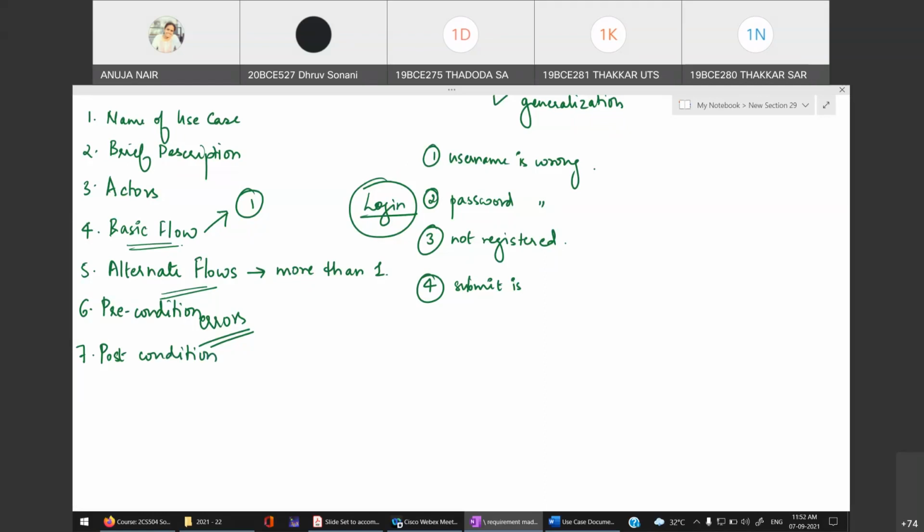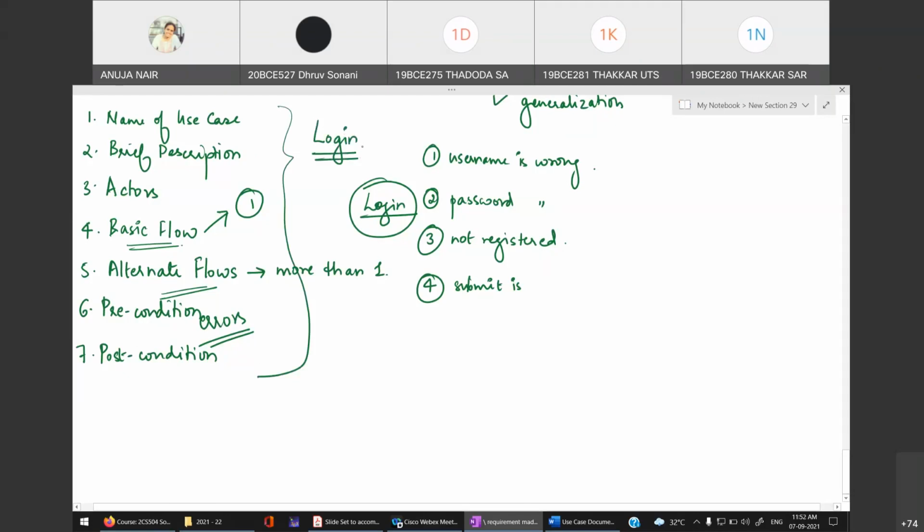What is my post condition? Let's say that when I am successfully authenticated and my login is successful, I am redirected to some XYZ page. That is my post condition. So all of this should be from the point of view of that one single use case.